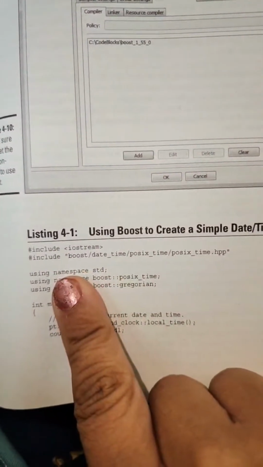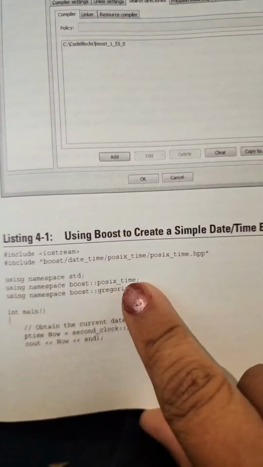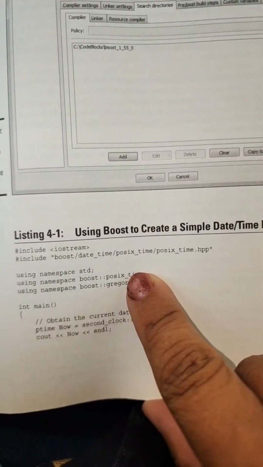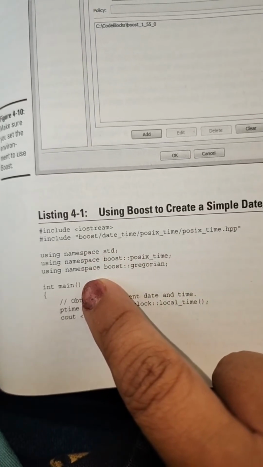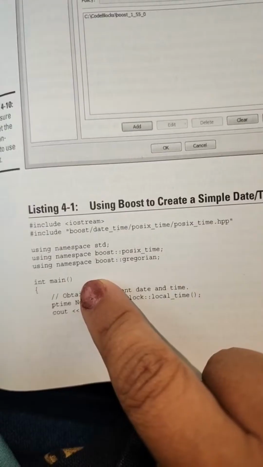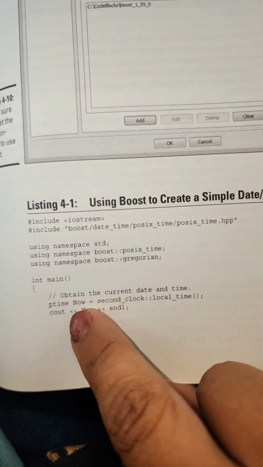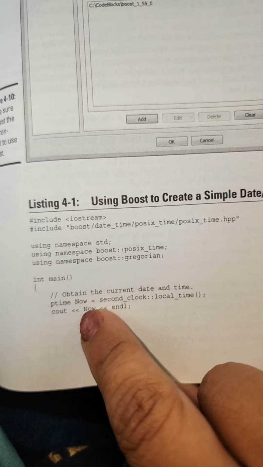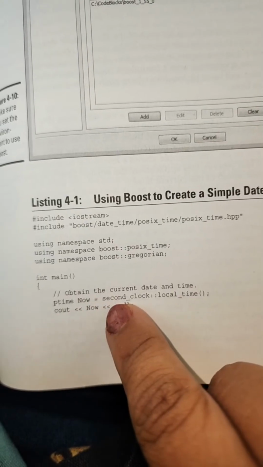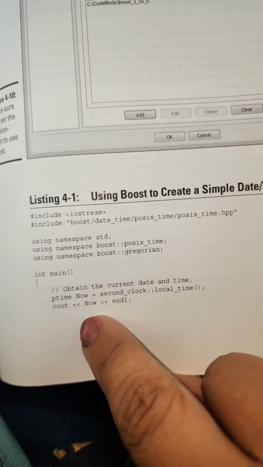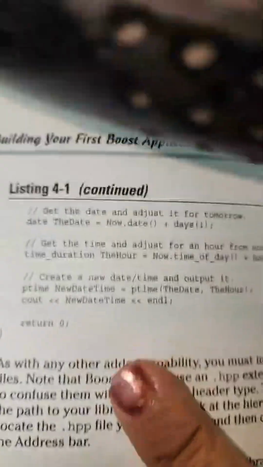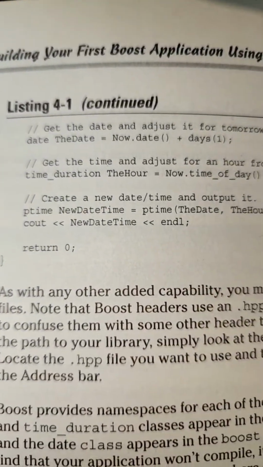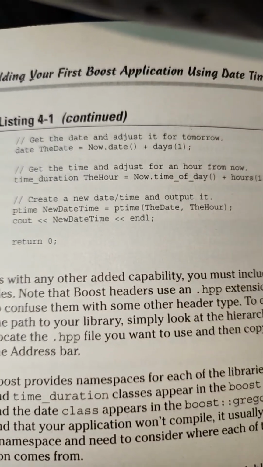#include <iostream>, #include boost/date_time/posix_time/posix_time.hpp, using namespace std, using namespace boost::posix_time, using namespace boost::gregorian, int main. Obtain the current date and time: ptime now = second_clock::local_time(); cout << now << endl. I show the code here so I don't have to say every little thing because it takes too long. Listing continued. Get the date and adjust it for tomorrow.